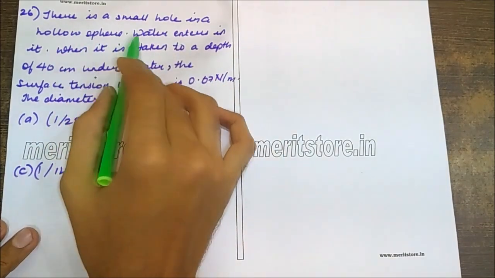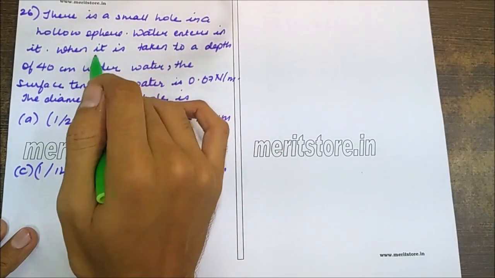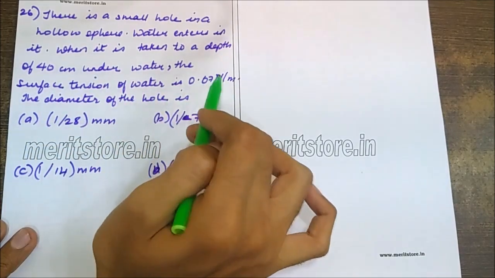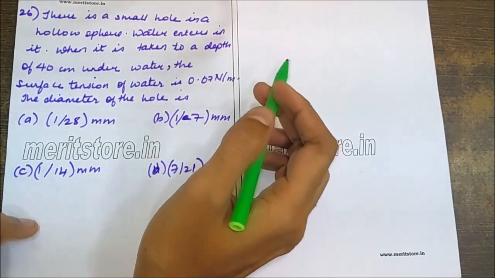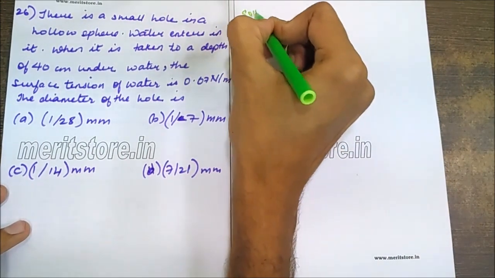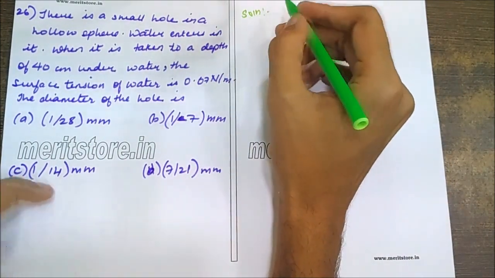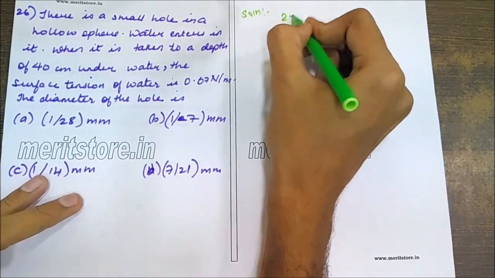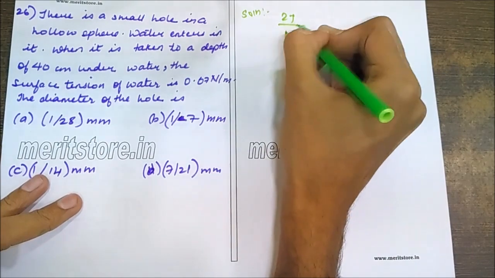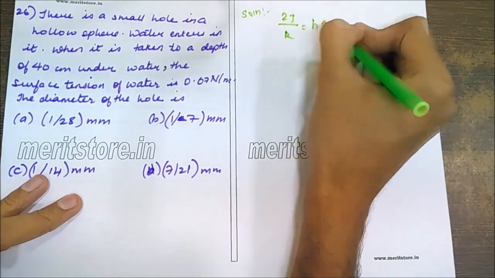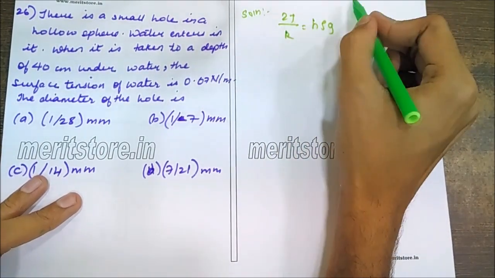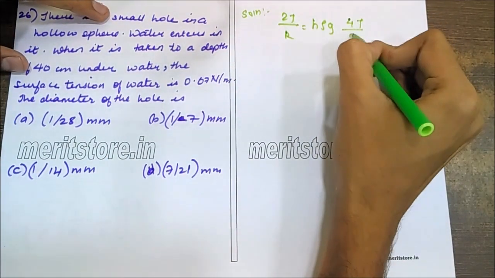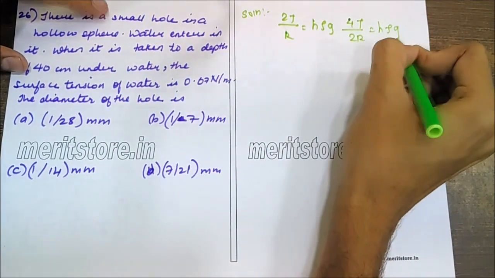There is a small hole in a hollow sphere. Water enters in it when it is taken to a depth of 40 centimeters under the water. The surface tension of the water is 0.07 Newton per meter. The diameter of the hole is, okay. So there is a small hole in the sphere, so we can have the equation 2 times tension upon r is equal to h rho g. Or changing the equation, we can have 4 times T upon 2r is equal to h rho g.